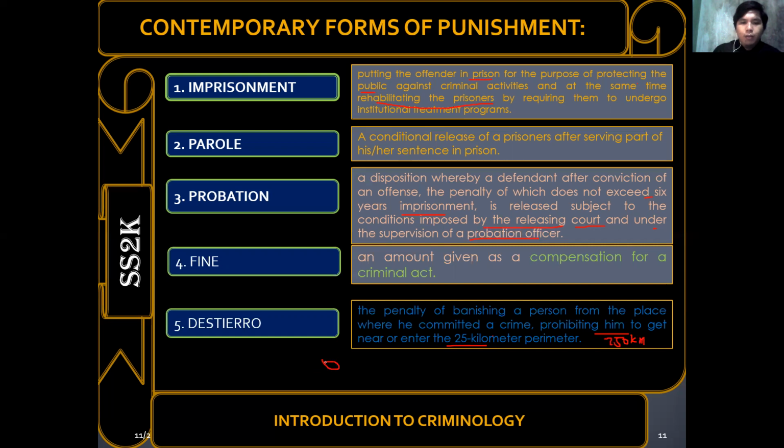Kung dito ka nakakommit ng crime, ayan. So, bawal kang lumapit within 25 kilometers. Okay? Pero hindi ka dapat lalagpas naman ng 250 kilometer radius. Ayan. Yun po ang destierro. Okay? Yan. So, those are the contemporary forms of punishment or the modern forms of punishment, ladies and gentlemen.